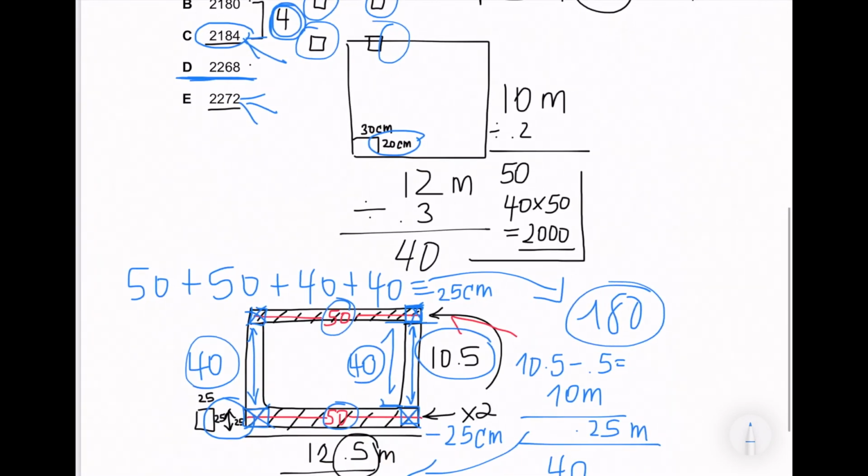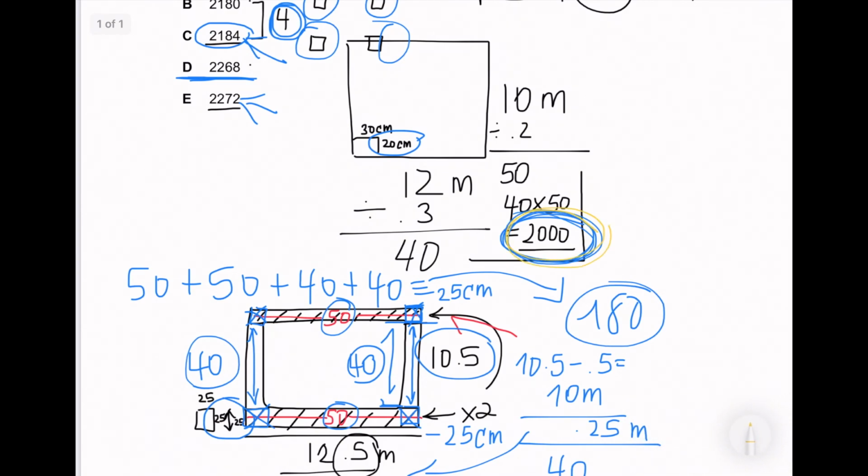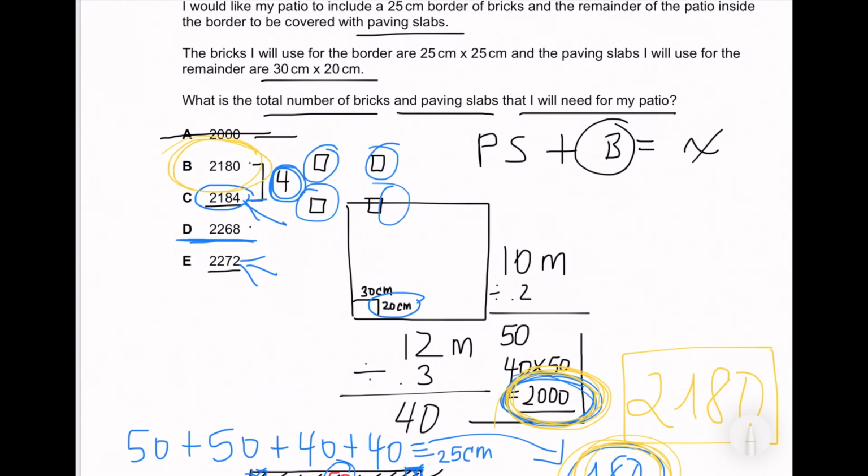But again, we got 2,000 here for the inside paving slabs. Let me get my red ink out, or yellow. We'll use yellow. We use 2,000 here, and then we have 180 here. So the total is 2180. That's our final answer. So the answer in this case is B. You need 2,180 bricks and paving slabs for the patio.